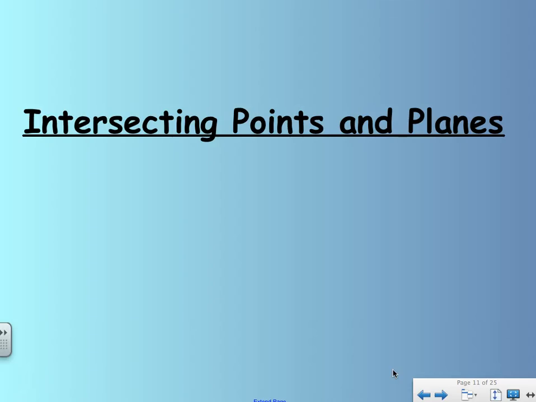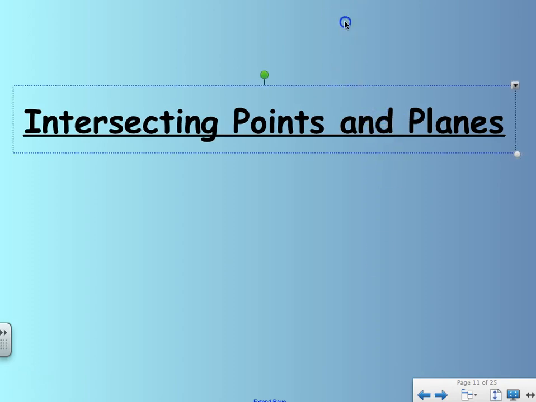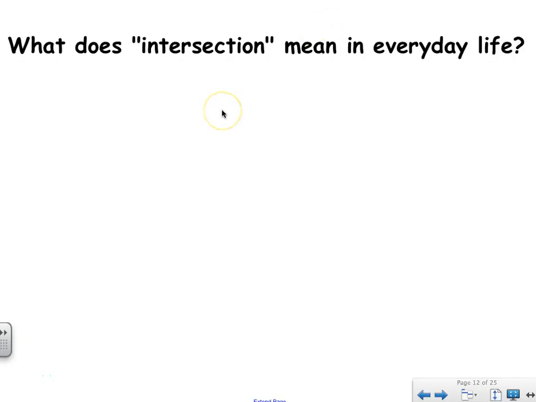Okay, now that we know how to name points and planes, etc., now we're going to learn what happens when they intersect. So, what does intersection mean in everyday life? Go ahead and write something down. I'm pressing pause. All right, I came up with two words. It's where things cross and it's where things meet up.